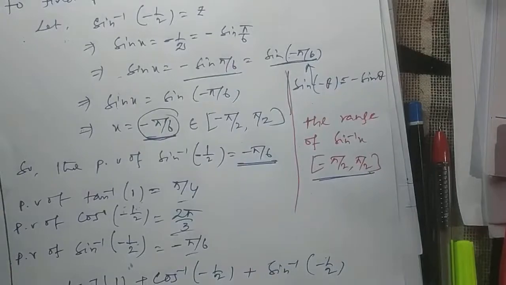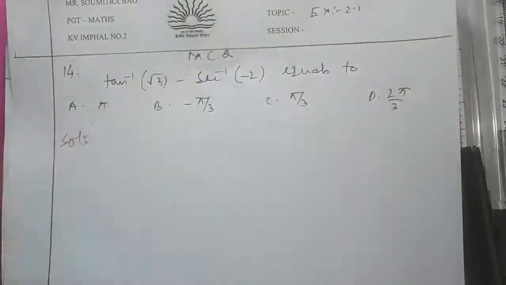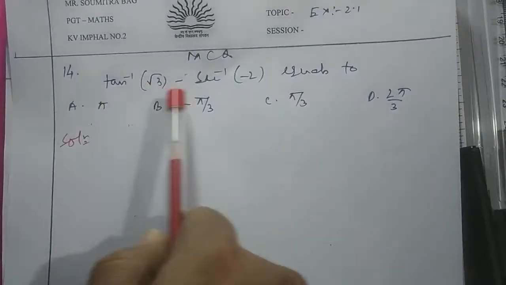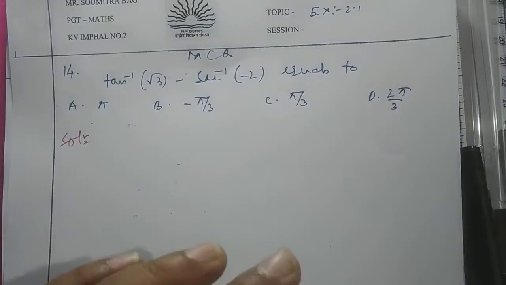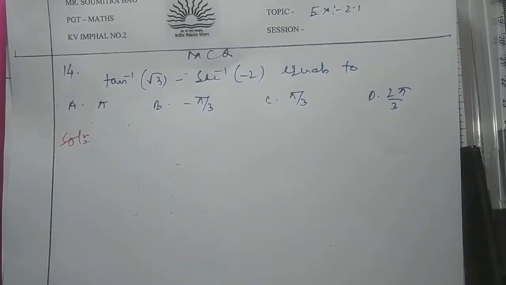Understood or not? Now let us come to the last question of the exercise, that is 14. It is an MCQ question, correct? Here we have to find out the value of tan inverse root 3 minus sec inverse minus 2. That means here we have to find the PV of the two given ITFs individually. Then we shall be doing minus, correct? Now let us find them one by one.